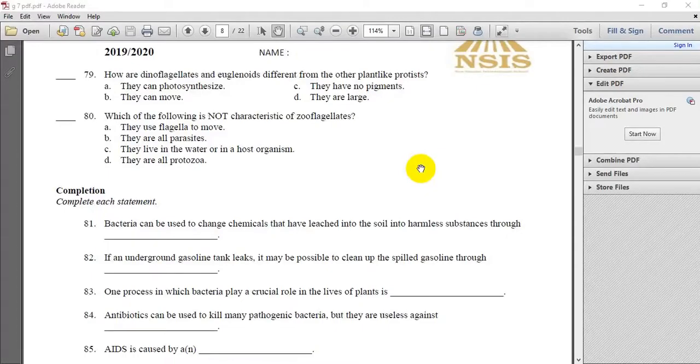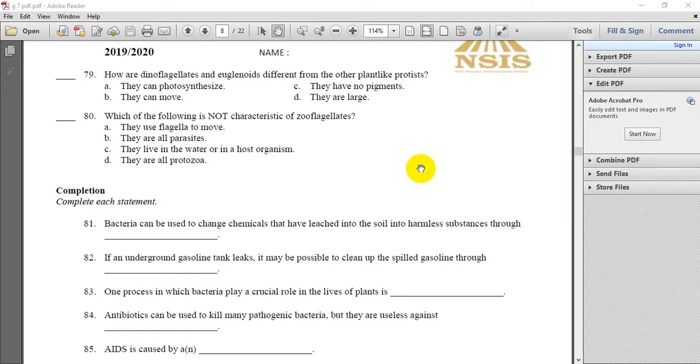Today we will complete solving the revision sheets. This is the third video, and in the last video we have finished until question 78. So today we will start from question 79 and let's start.